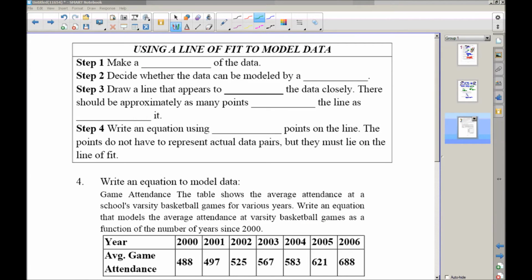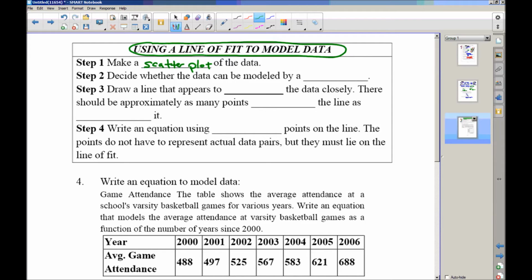Okay, on page 3, we have a graphic organizer, and it tells us how to use a line of fit to model data. So basically, we're going to use a scatter plot. We're going to draw our scatter plot. We're going to draw a line of best fit, so the line that goes through it the best way we can think of. And then we're going to find the equation of that line. Okay, so step 1 is to make a scatter plot of the data. So plot all the data points.